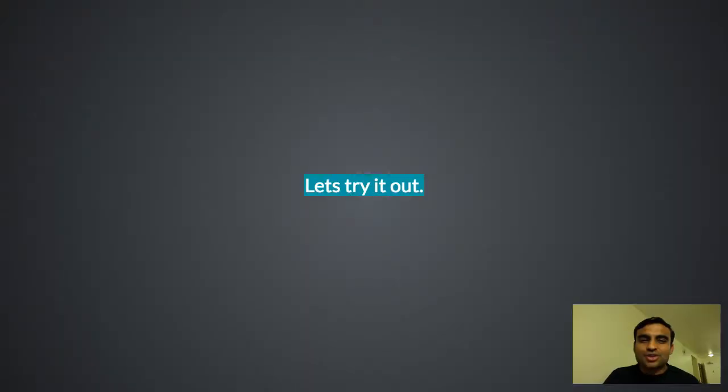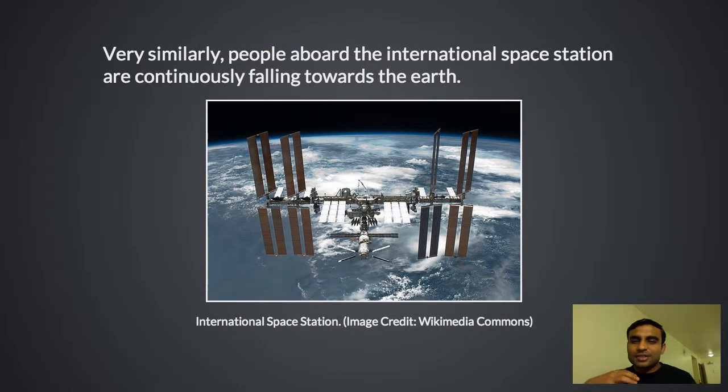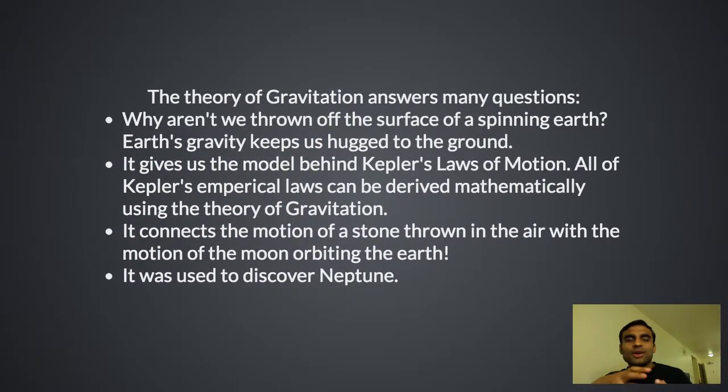The same is true for the moon. The moon eternally falls toward the earth, yet it never reaches it. And this is very similar to people aboard the International Space Station. They are continuously falling towards the earth. To conclude, what I would like to say is that the theory of gravitation answered many questions of the past.